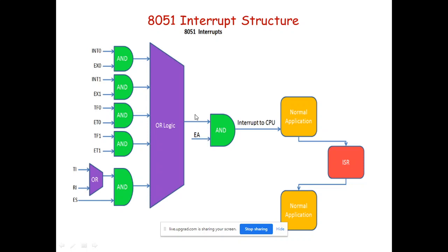When this is 1, meaning enable, this AND gate will allow the interrupt to move further. Suppose this is disabled, EA equal to 0, meaning disable all. An interrupt arises and reaches up to this point, but it does not cross this AND gate and proceed further. It proceeds further only when EA equals 1, meaning enable all. Only then does the interrupt cross this AND gate and proceed to the controller side, and then it interrupts the CPU.